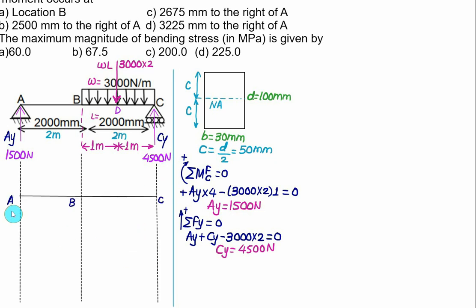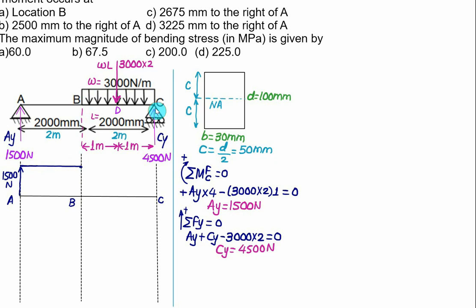We'll start constructing the SFD from the support at A. We have AY is equal to 1500, so we'll move vertically upward and show this force equal to 1500 Newton. Between A and B there is no shear force acting, so this value will remain constant. So we'll show the shear force remains constant, so you have to draw a horizontal line here.